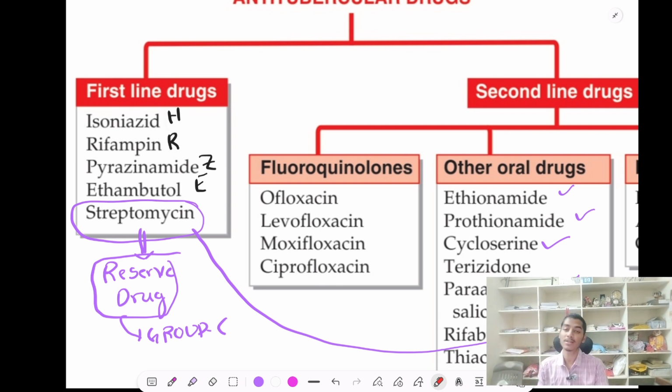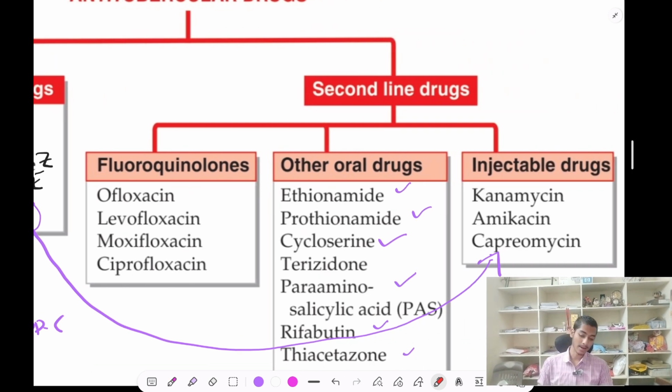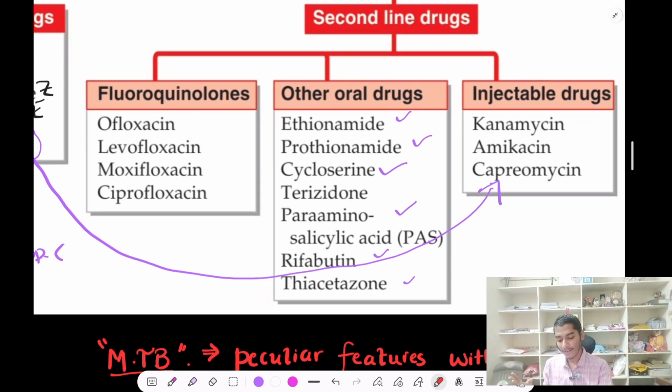It was previously mentioned in the first line. Now it is not a first line drug. It is kept as a reserve drug in the injectable drugs. And second line drugs, we have fluoroquinolones, like moxifloxacin, levofloxacin, ofloxacin, ciprofloxacin, and other oral drugs like ethionamide, prothionamide, cycloserine, para-amino-salicylic acid, rifabutin, thiacetazone. So we'll discuss all of these drugs.